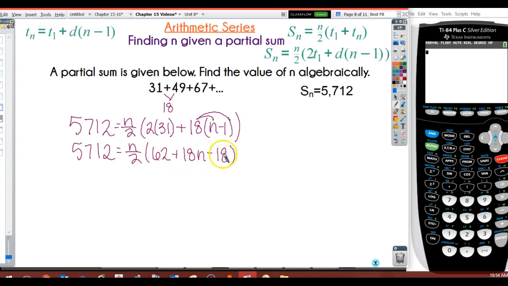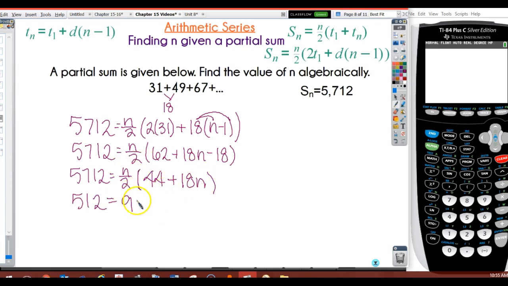From here, I'm going to combine like terms inside the parentheses. So 62 minus 18 will end up giving a 44. And then we have that plus 18n. From here, I'm going to distribute through this n over 2 and rearrange things a little bit. And so half of 18 is 9 times n is 9n squared. Half of 44 is 22, and then times n, so 22n. So what I'm left with, oops, forgot a 9 there, is a quadratic equation.